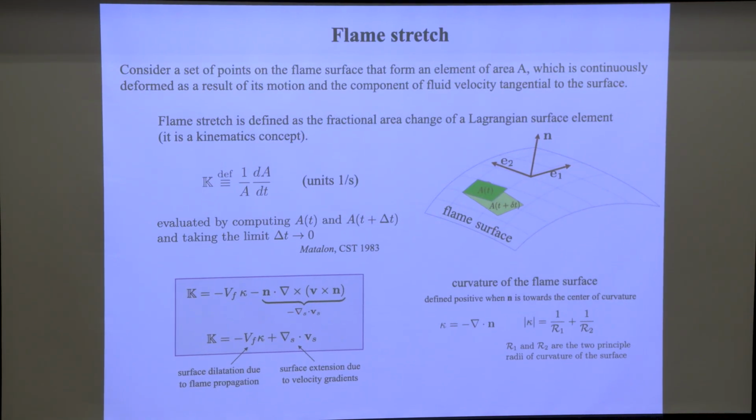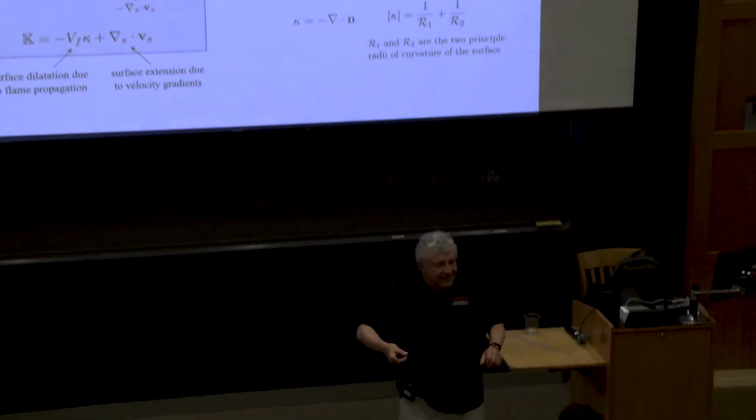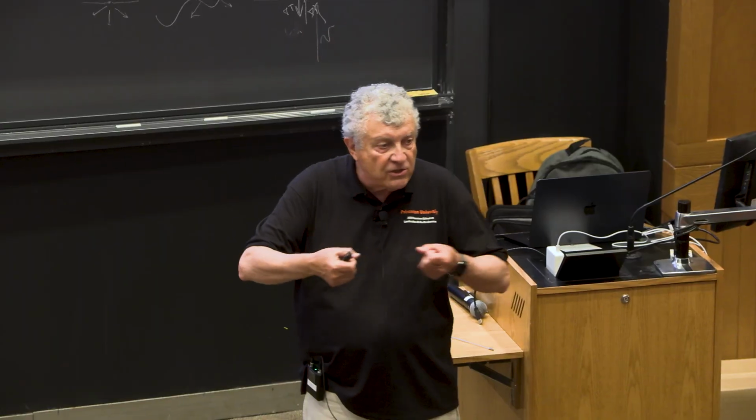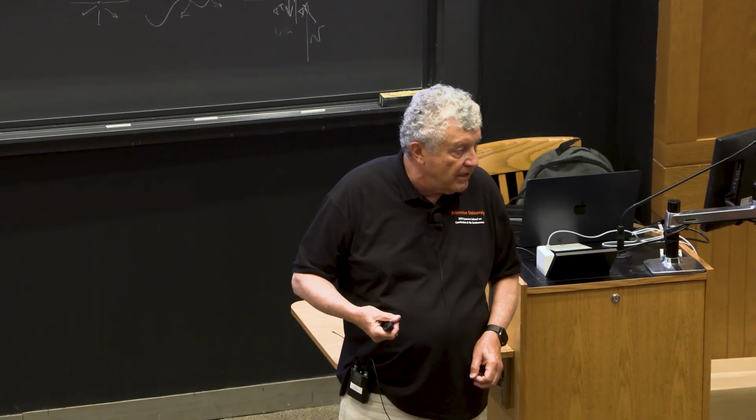Gradient S meaning the gradient along the surface. Now, for a general surface, there will be a gradient not only in one direction, there are two directions. And Vs is the component of the velocity on the surface, okay? And these are the two expressions. So the first one tells you the surface dilatation due to the propagation, as in a spherical flame, right? And the second one tells you it's a surface extension of the flame due to the velocity gradient.